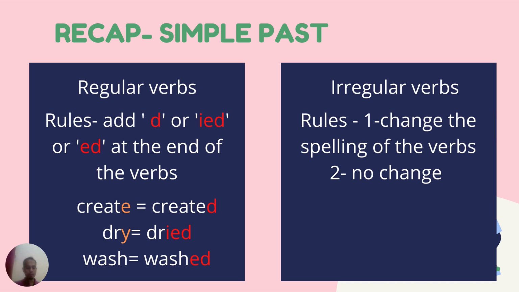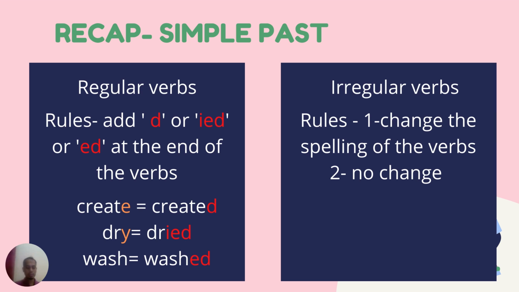Today our focus is the simple past irregular verbs. We are going to learn about irregular verbs today. There are two rules for irregular verbs. Number one is change the spelling of the verbs, and number two is no change in the spelling of the verbs.